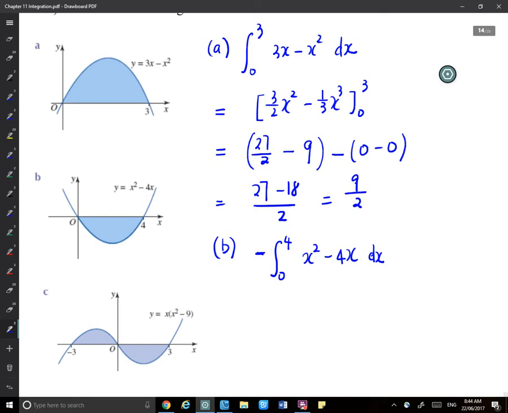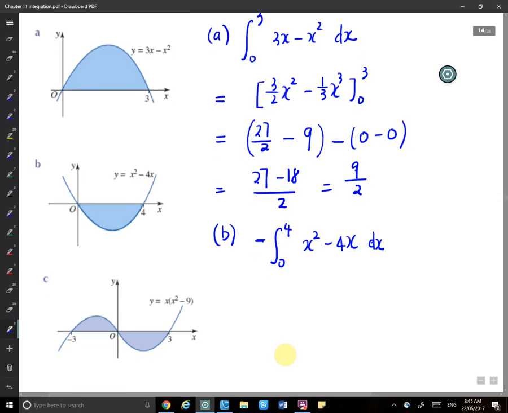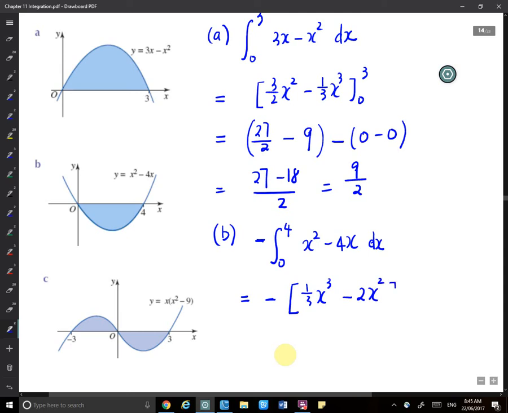I find a lot of students just ignore that dx, just write integral something, and there's no dx. Well, that's together, okay? The integral sign and the dx, they are like together. Without the dx, you can't integral the thing. You can't find the anti-differentiation. So that's a minus. Minus what? Okay, that's a third x cubed minus 2x squared, 0 to 4.